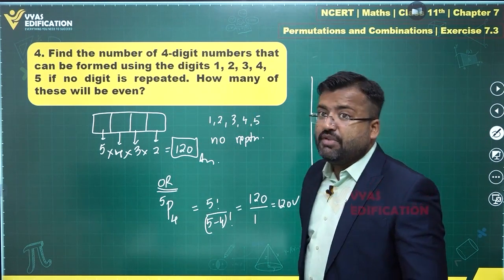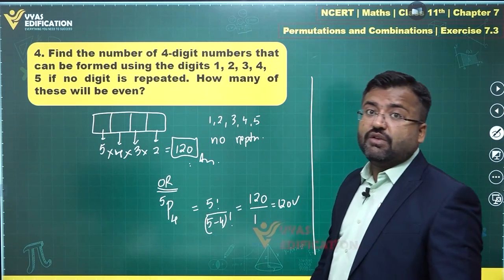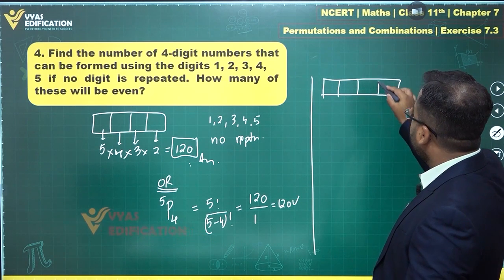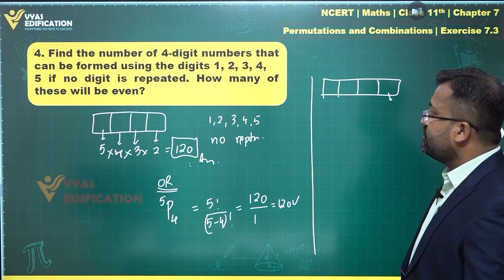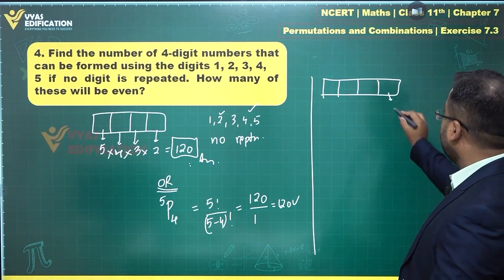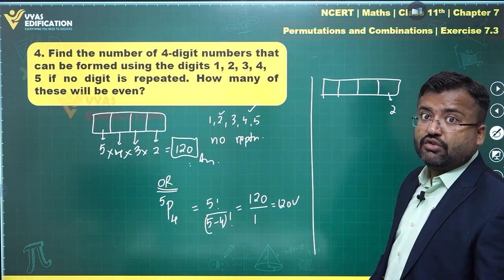How many of these will be even? How many of these 120 numbers will be even? So for that, let's draw the boxes once again. And for even, this place has to be even. So what are the possible choices over here? You observe only 2 and 4 are allowed over here. There are 2 possible choices with respect to this.